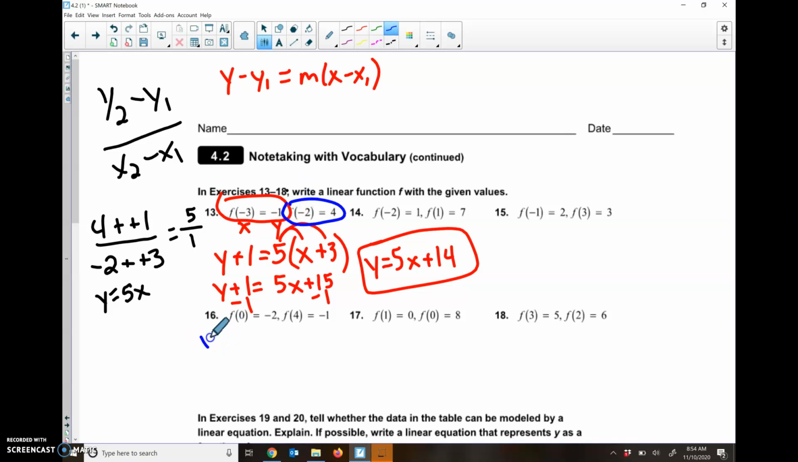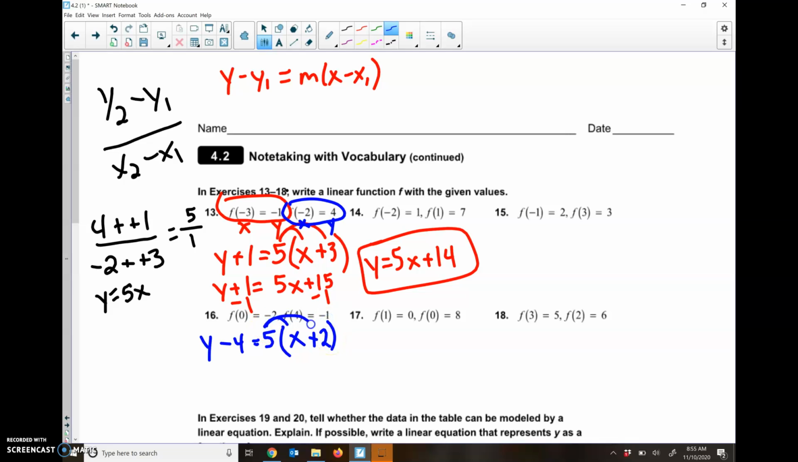So same thing, y plus the x that I'm picking there. Here's my x, here's my y. So the y there is 4. So y minus 4 equals, slope is still 5. That didn't change because we're still doing number 13. And then x minus a -2 turns into a +2. Okay. And then same two steps.